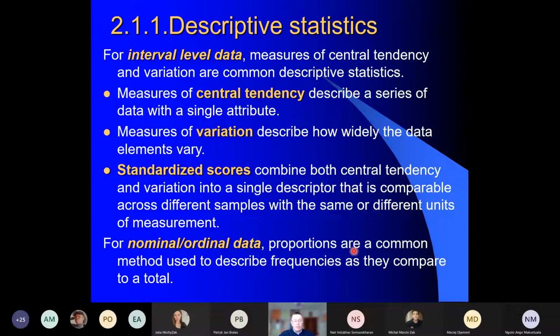And if you talk about nominal or ordinal data, proportion or percentage is a common method to describe frequencies as they compare to a total. So which part of students got negative marks, exactly which proportion of students got a negative mark, or which proportion of students provided the highest result. So that's a mark in the final grade.